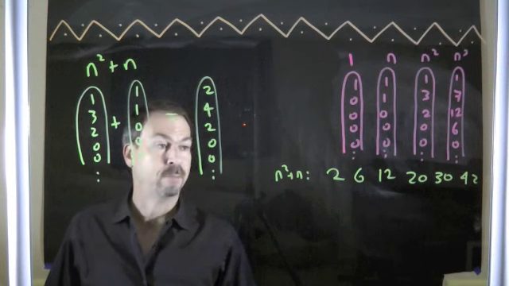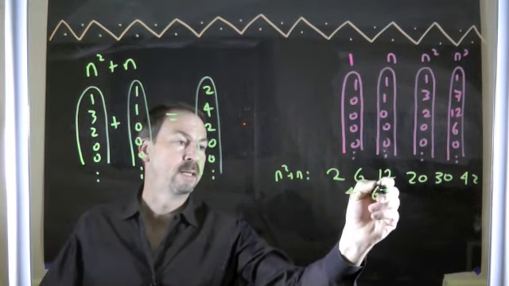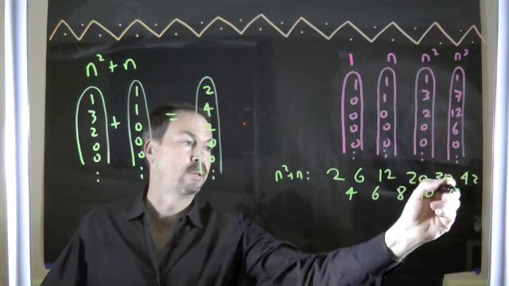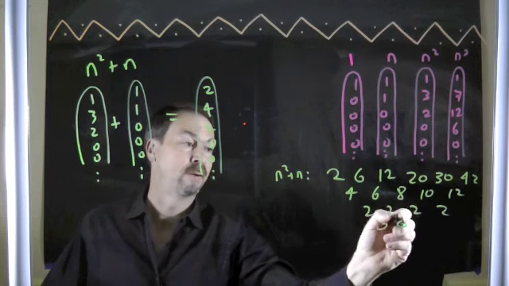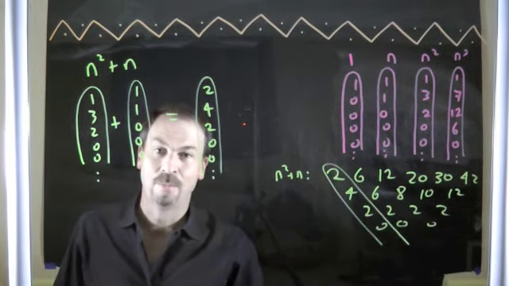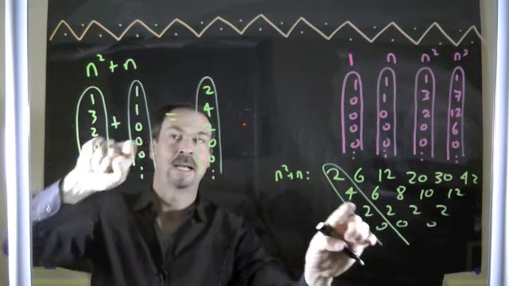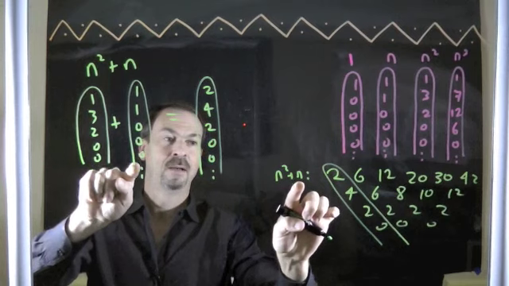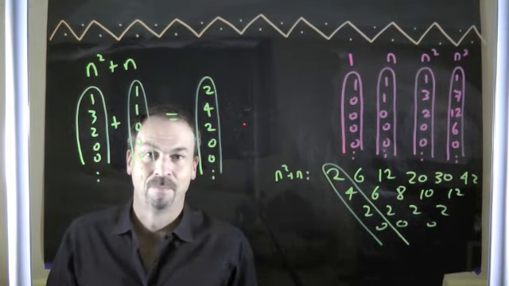Let's work out this difference table. Up from 2 to 6 is up 4. 6 to 12 is up 6. Up 8, up 10, up 12. Then second differences: up 2, and therefore I've got zeros thereafter. So there's the leading diagonal. And lo and behold, that leading diagonal, 2, 4, 2, 0, is indeed the diagonal for n squared and the diagonal of n combined, I guess, row-wise via addition.